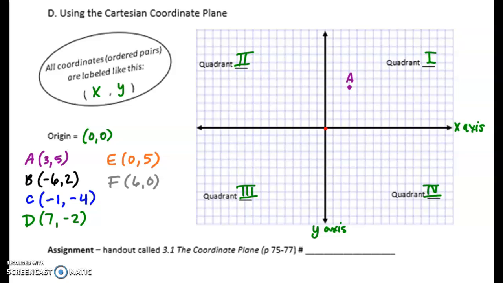When we look at point B, -6 is the x value. 1, 2, 3, 4, 5, 6. That would be here. And y is at 2, 1, 2. We go up for positive, and they intersect here. We label that point B. And B is in quadrant 2. This is where x will be negative and y will be positive.